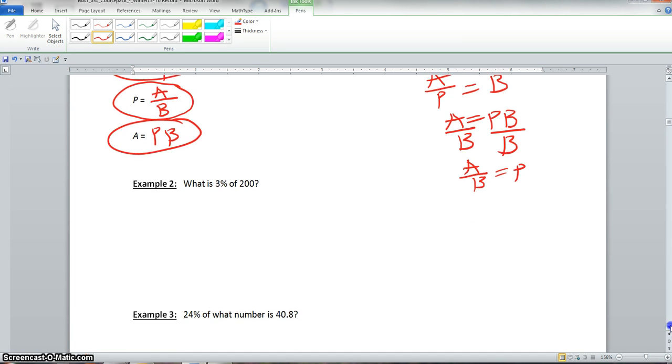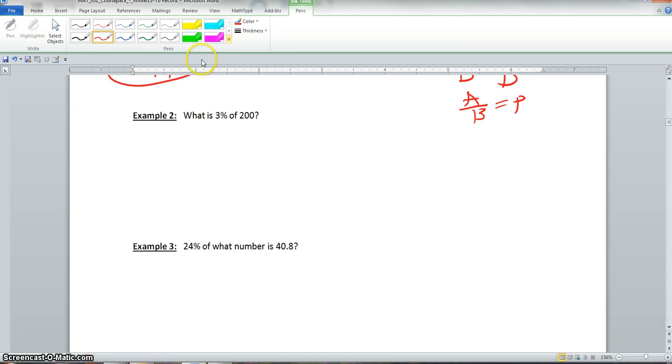Now we go down here to example 2. It says, what is 3% of 200? Now let's look at these keywords. The word what, we don't know what it is, so we'll denote that with X. Is means equal. 3%, we could write that as a decimal, which is 0.03. The word of means multiplication. And 200, we know would be just 200. So we'll have X is equal to 0.03 times 200.